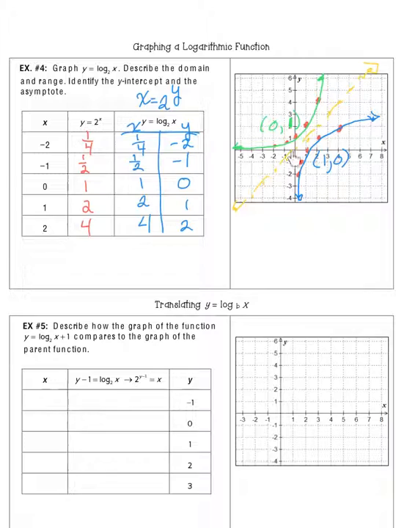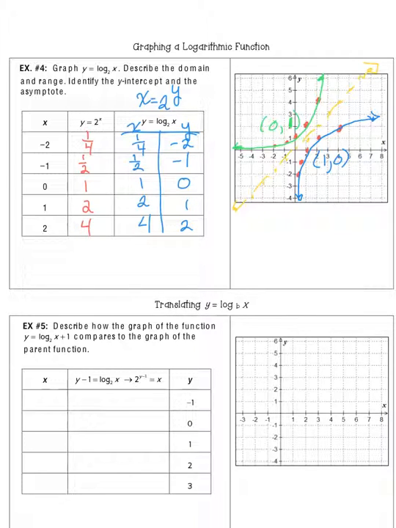So a couple of things. The key point switched from 0, 1 to 1, 0. That's an inverse. The x and y switched. The horizontal asymptote switched from y equals 0 to a vertical asymptote of x equals 0. And then these graphs look very, very similar.